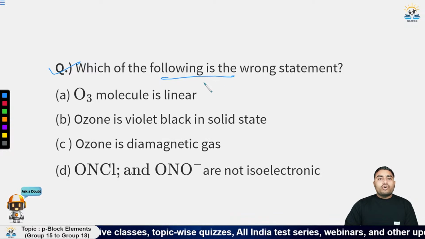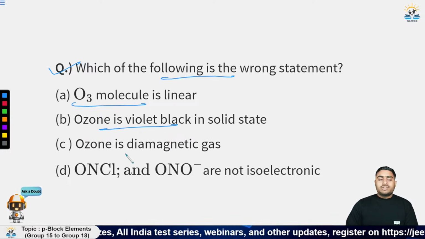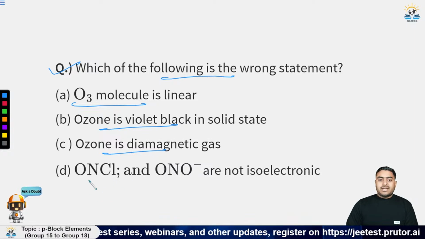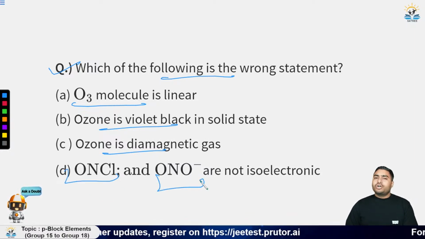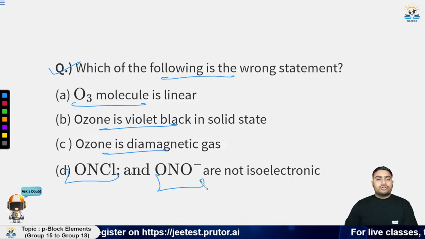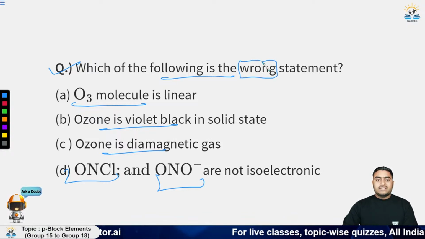Which of the following is the wrong statement? O3 molecule is linear, ozone is violet black in solid state, ozone is a diamagnetic gas, and ONCl and ONO negative are isoelectronic. Are they isoelectronic or not? You have to choose. Again I am saying wrong statement, so you can complete this question as homework.